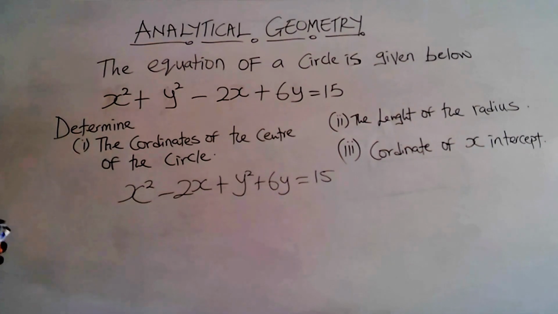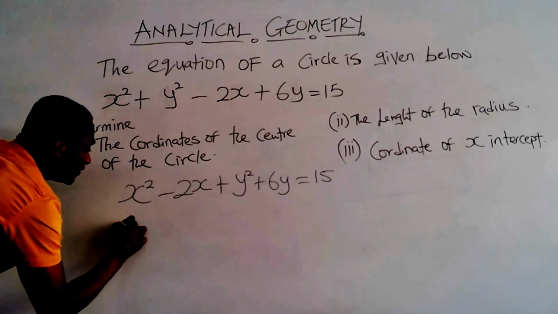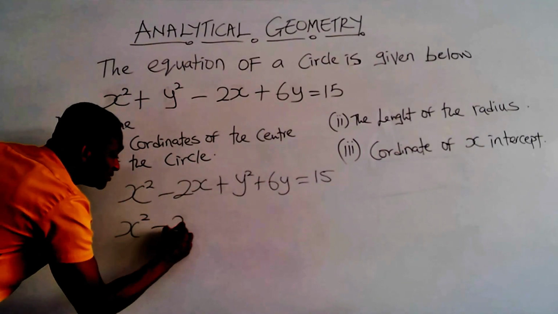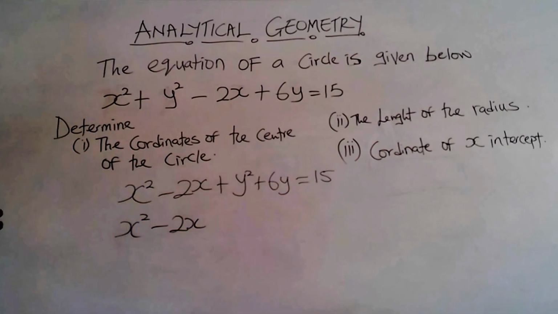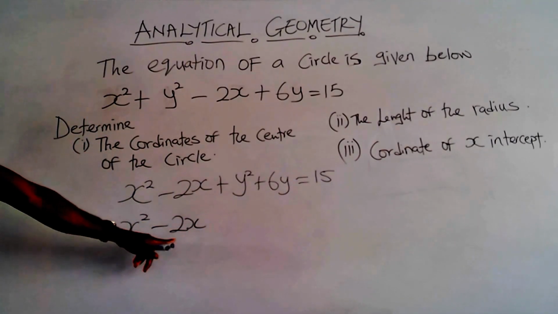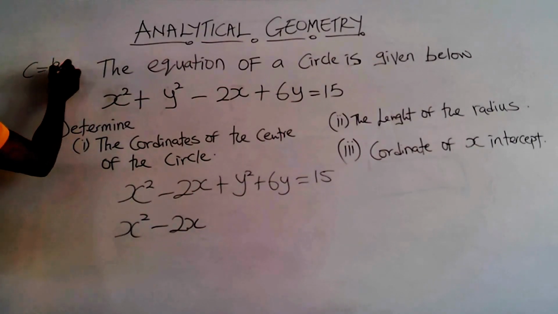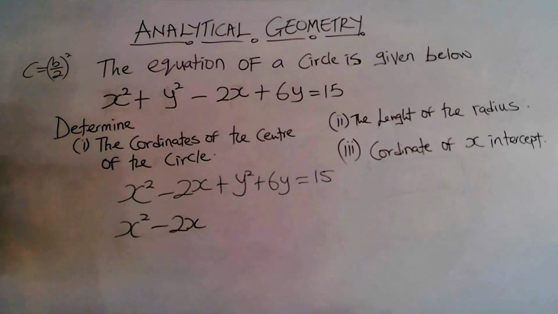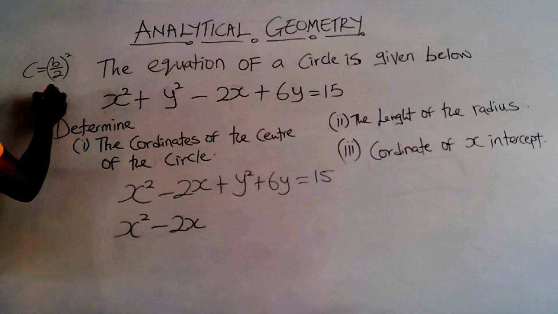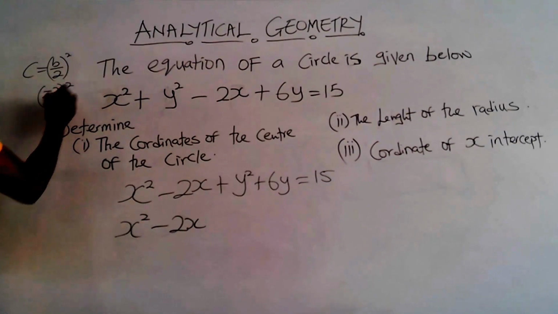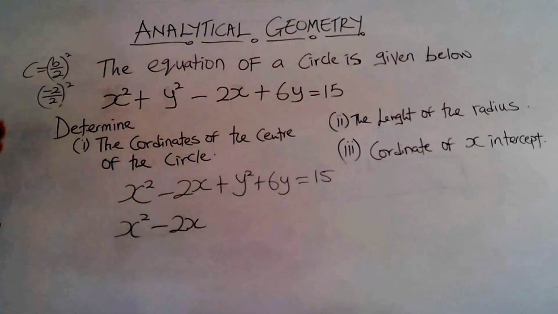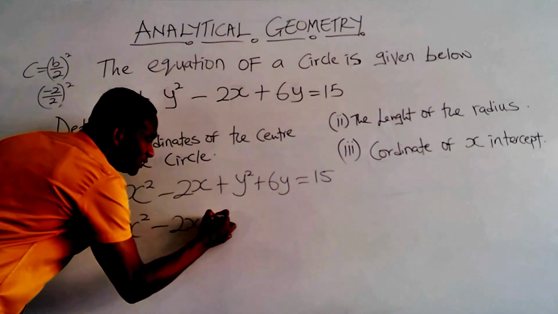Now, what do we do? We complete the square, we get our c. So let's go. We have x squared minus 2x, and our c is b over 2, all squared. So to get your c, we have b over 2 all squared. And our b in this case is negative 2 over 2 all squared, which gives us negative 1 all squared, which is 1.